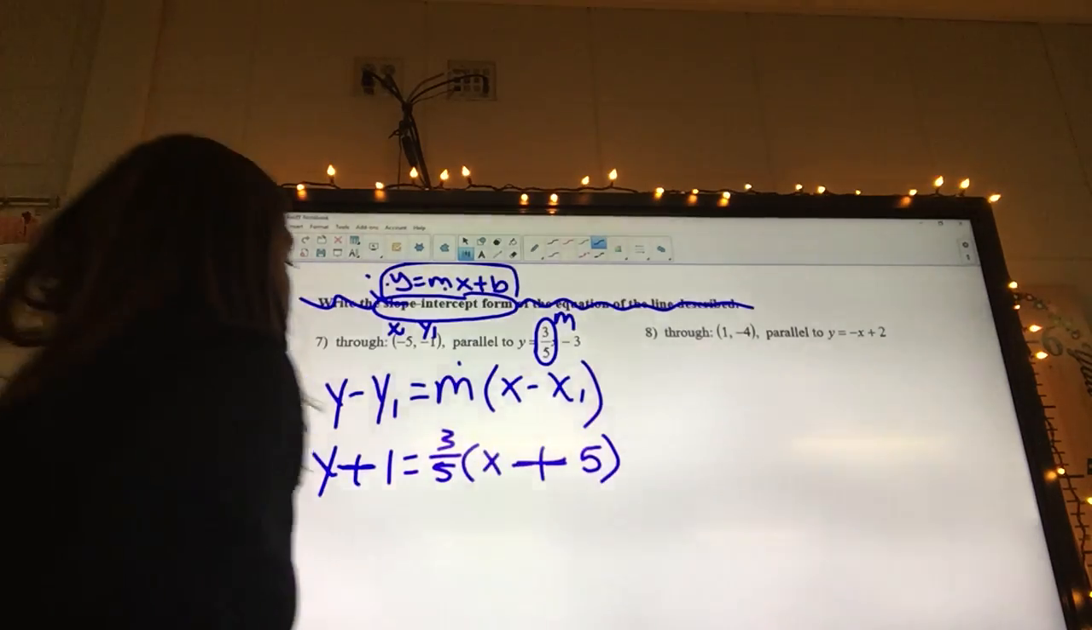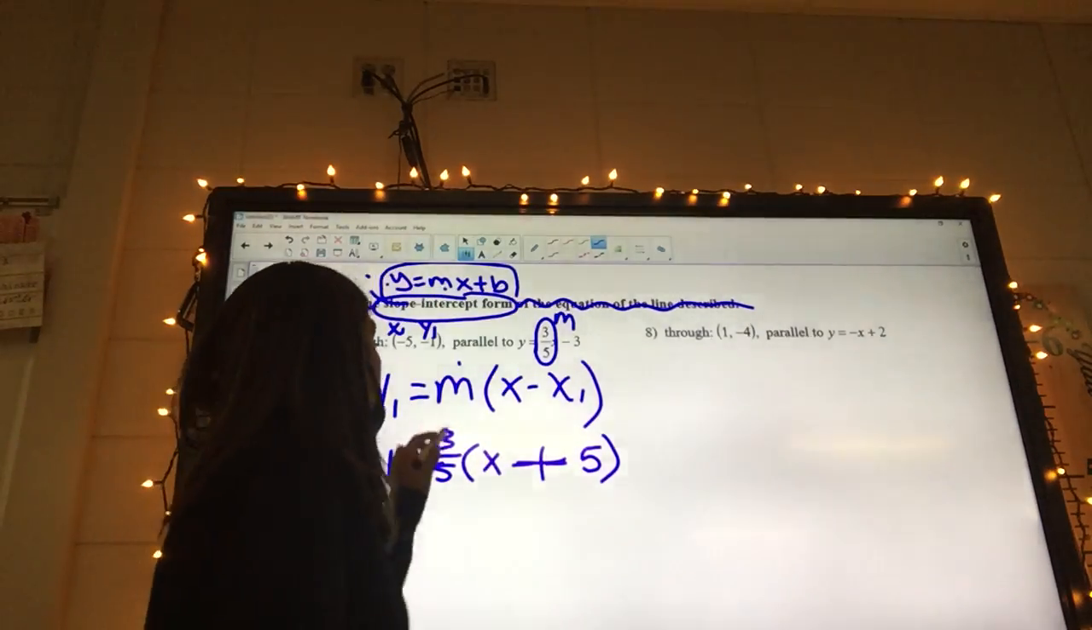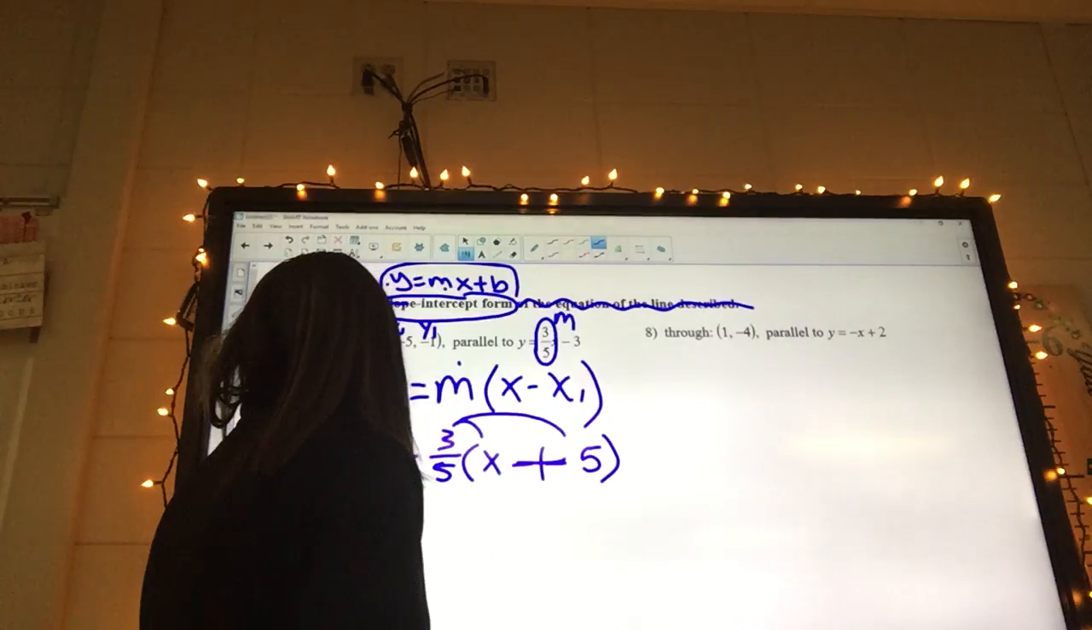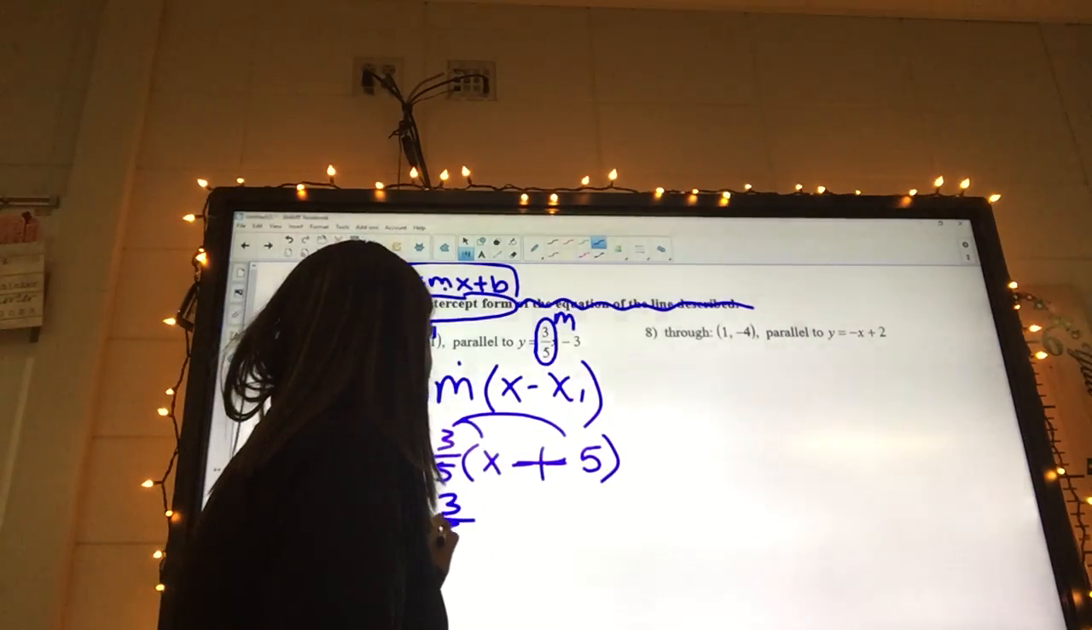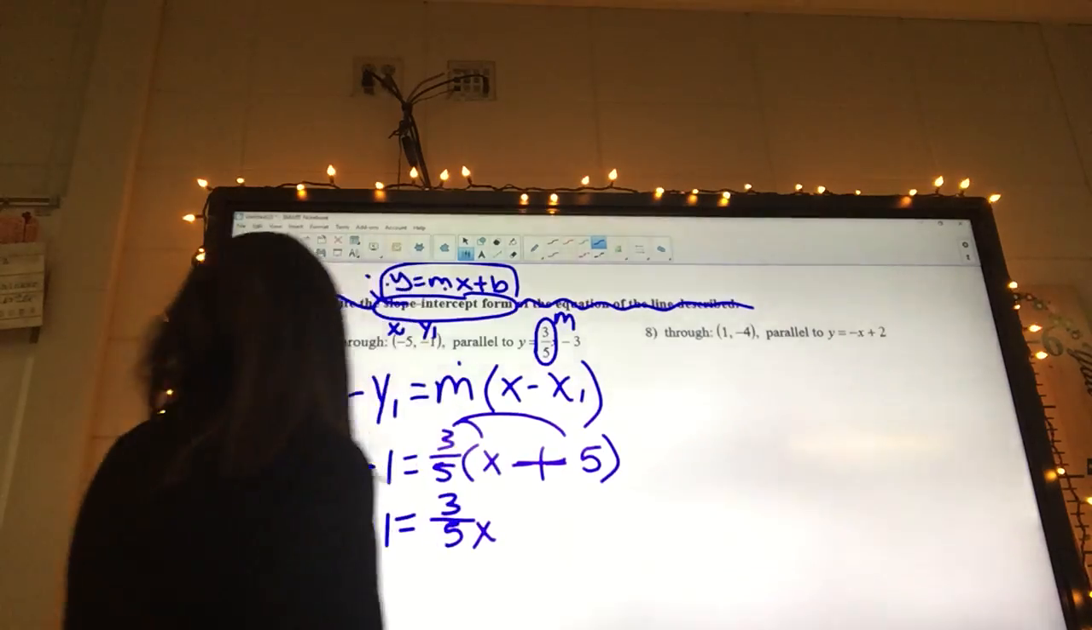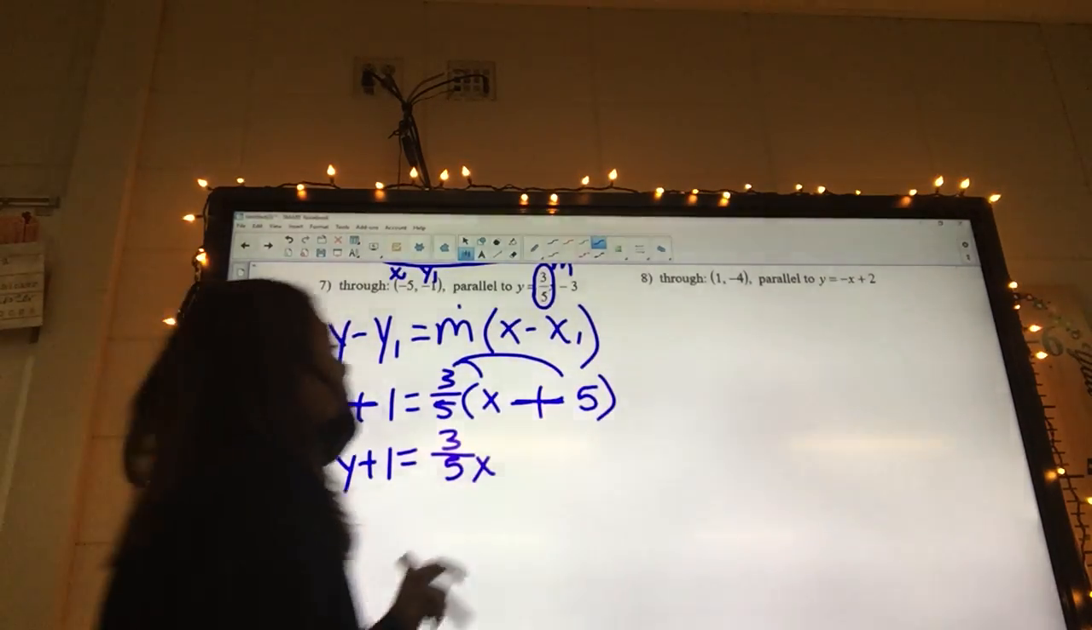Distribute. Please excuse my dear Aunt Sally. So we have to distribute this 3/5. I get y plus 1 equals 3/5 x, and you need to use your calculators with the fractions, plus 3.